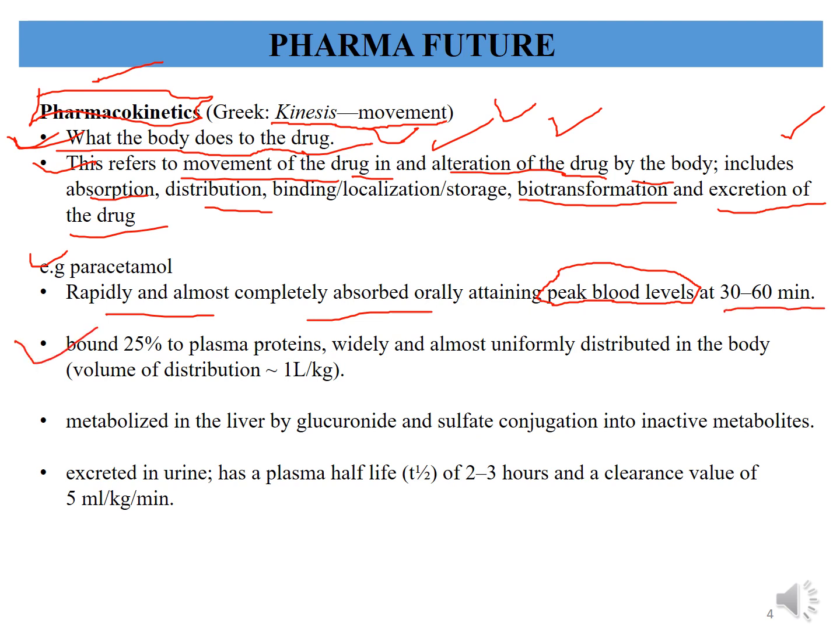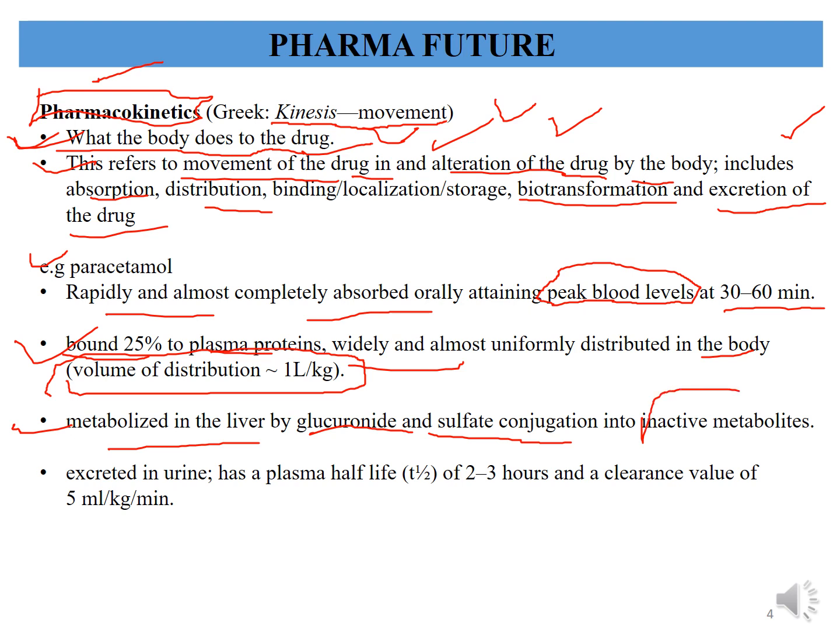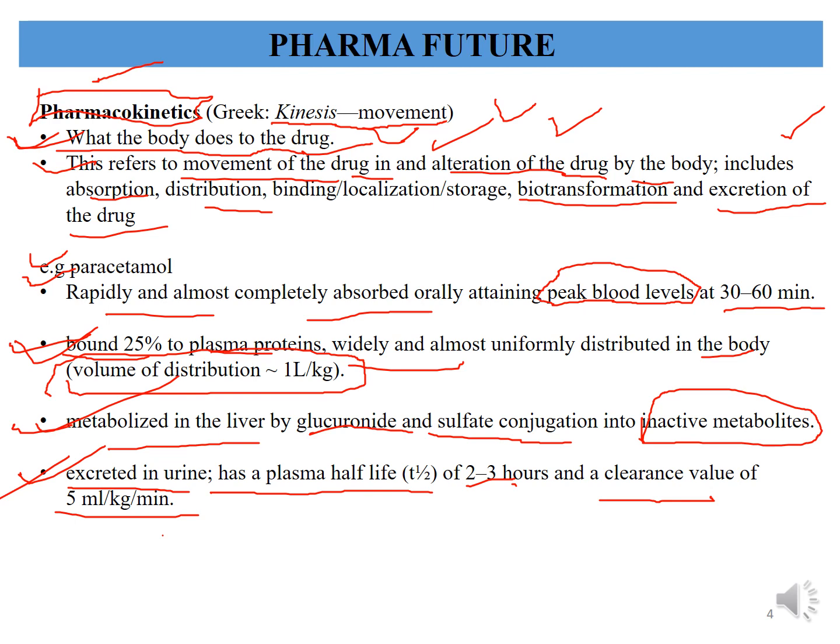After that, paracetamol is 25% bound to plasma protein and widely and mostly uniformly distributed in the body, with a volume of distribution of nearly 1 liter per kg. Paracetamol is metabolized in the liver by glucuronide and sulfate conjugation and finally converted into inactive metabolites. These inactive metabolites are finally excreted in urine, with a plasma half-life of 2 to 3 hours and clearance of about 5 ml per kg per minute. Absorption, distribution, metabolism and excretion, all this we will study under the main heading, pharmacokinetics.